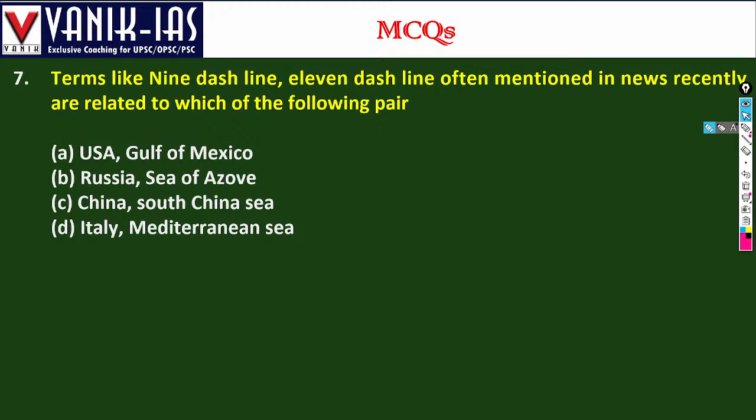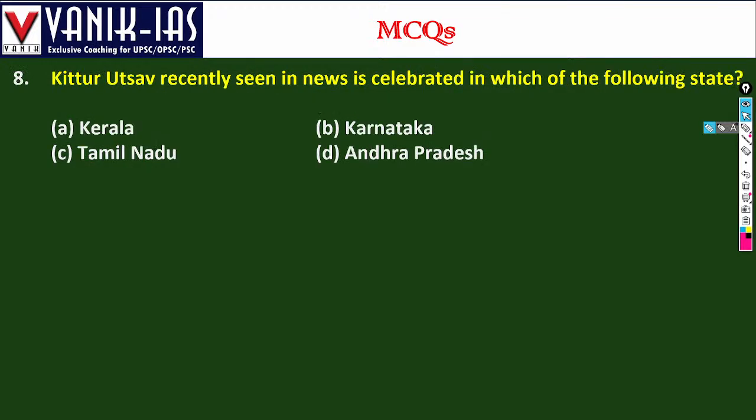Term like nine-dash line. It is the demarcation line between China and the South China Sea. Nine-dash line demarcates China from South China Sea. So answer is C. Then 8. Kittur Utsav. Kittur Utsav is observed in Karnataka. Okay. It's in Karnataka. Then going to the next question. Question number 9.